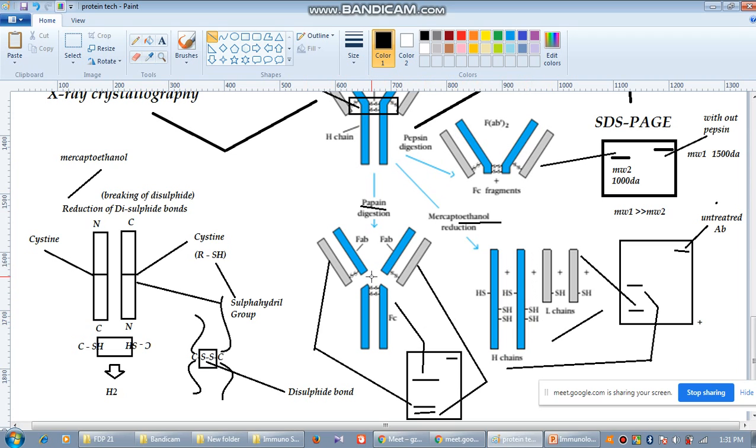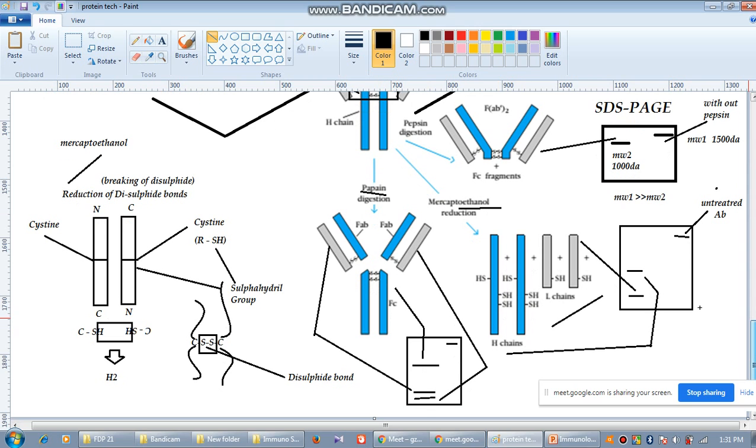Finally, when we break down the whole thing with pepsin, we come to know some more information. What is the information? That there could be 3 different parts. Out of the 3 different parts, only 2 parts can bind with antigen, that is this part and this part, but there is one more tail which cannot bind with any antigen, so we call it FC.